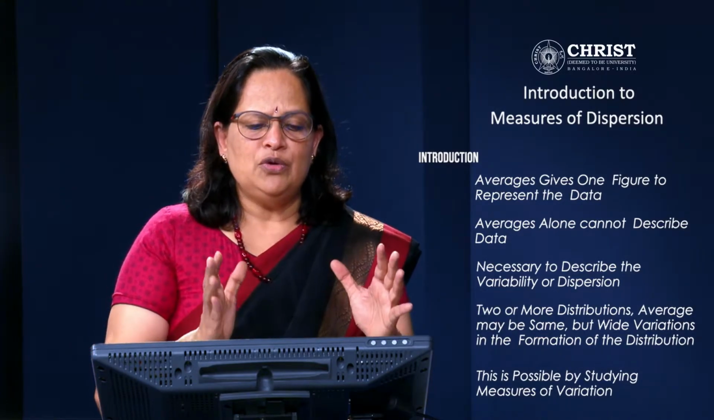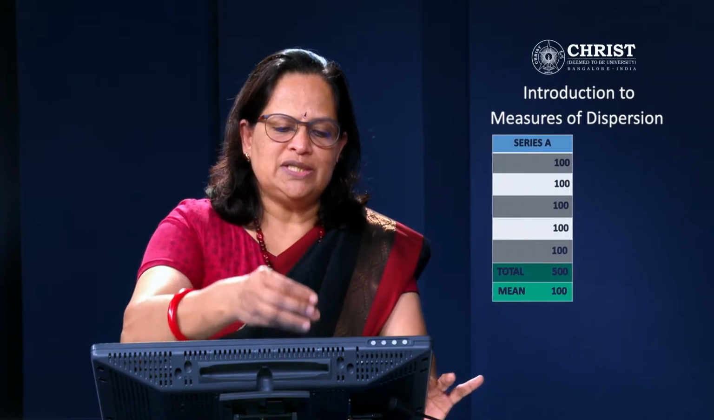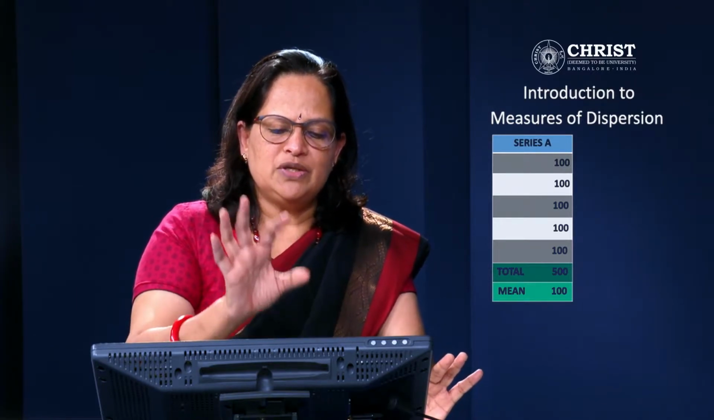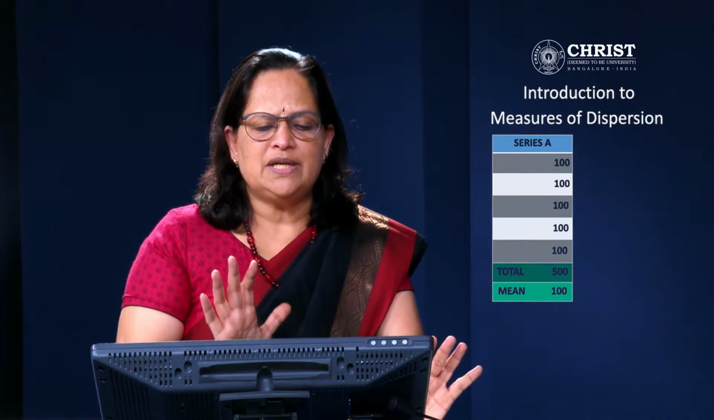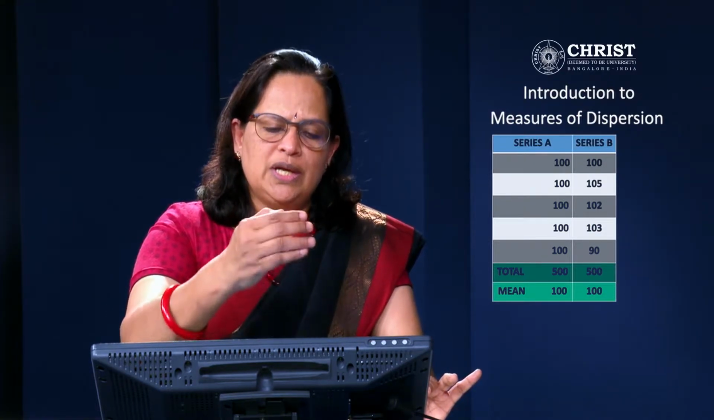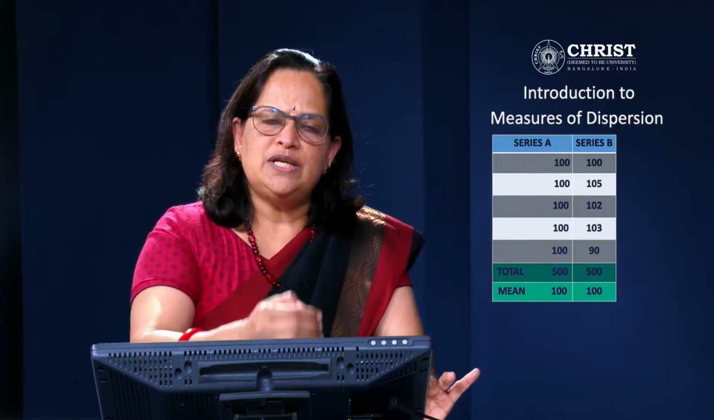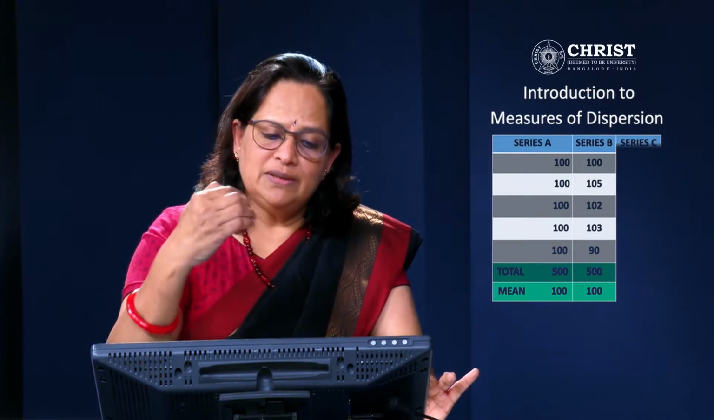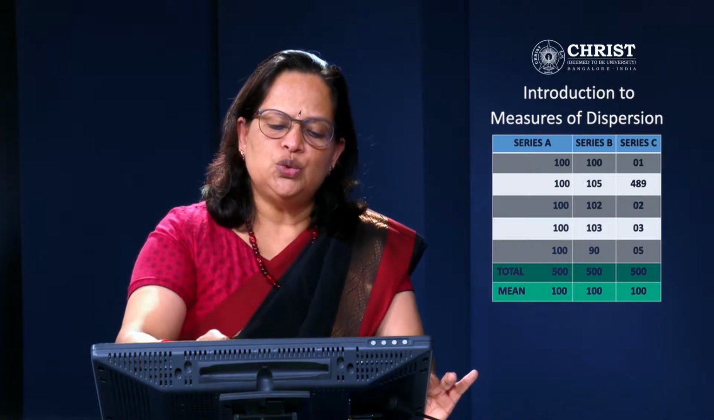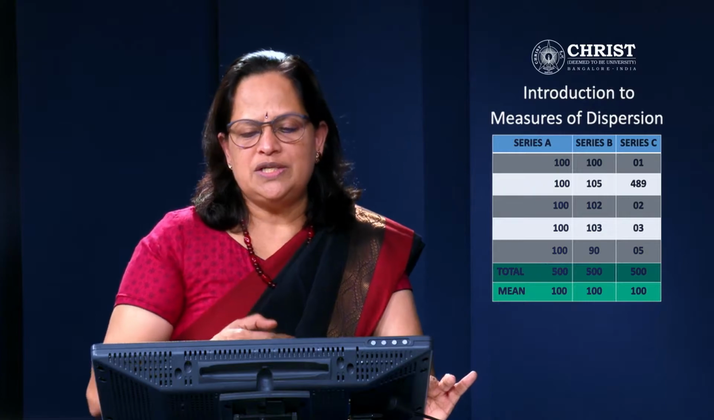So the example I am going to give, three series of data I am giving. First one is all the values are same, 100. The total is 500 and the mean is also 100 because 500 divided by 5, the mean is 100. The next distribution is 100, 105, 102, 103, 90. Here also total is 500 and mean is 500 divided by 5, it's 100. The third series is first value is 1, next is 489, next is 2, next is 3, next is 5. Total is 500 and the mean is also 100.